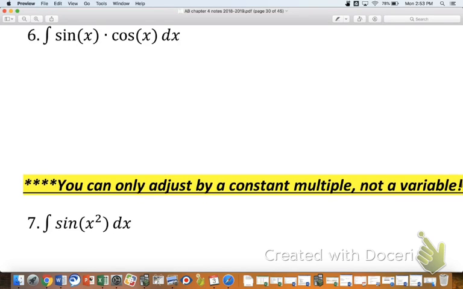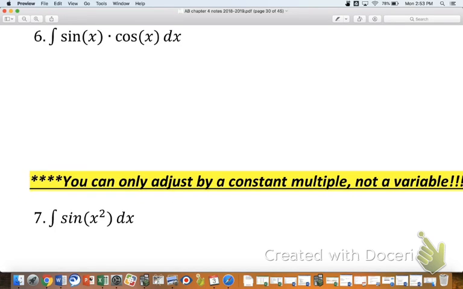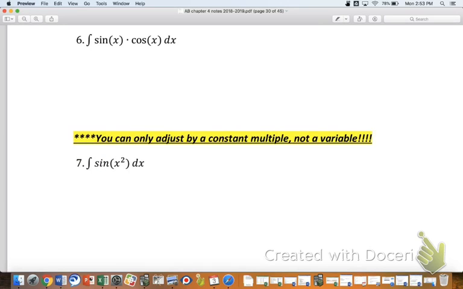Actually, you know what? Before we do number 6, let's just briefly talk about number 7, and then I'll have you guys finish number 6. So with number 7, do you guys see how if you asked the question about Timmy, you said, hey, what's the inside? What would you say? Well, the inside is x squared, but the derivative is 2x. And you'd ask yourself, is the other factor 2x? And you'd have to say no.